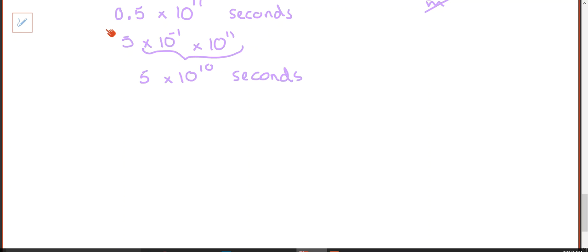How do we convert a number of seconds? So this is our number of seconds, but I need it as a time in hours, minutes, and seconds. Which is going to be hard because it's standard form.